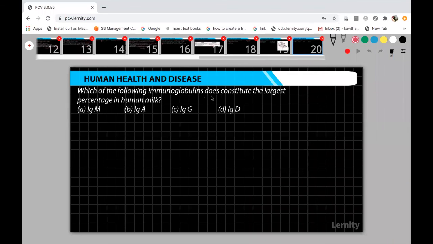Which of the following immunoglobulins constitutes the largest percentage in human milk? In human milk, which immunoglobulin will be present in high amount? IgA. It is B. IgA. Okay.